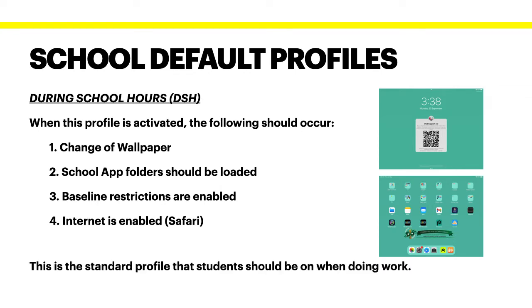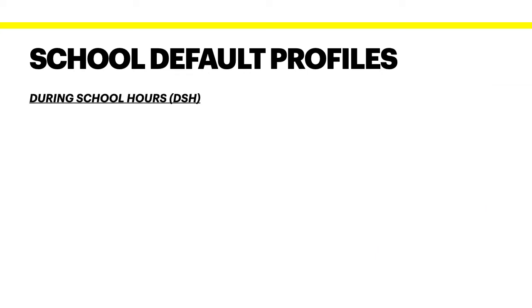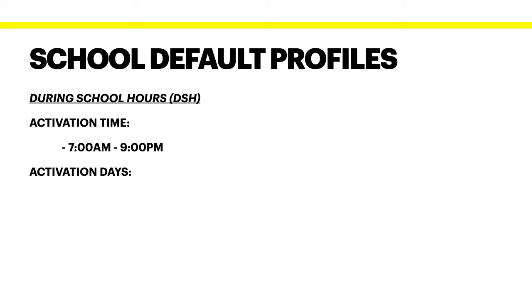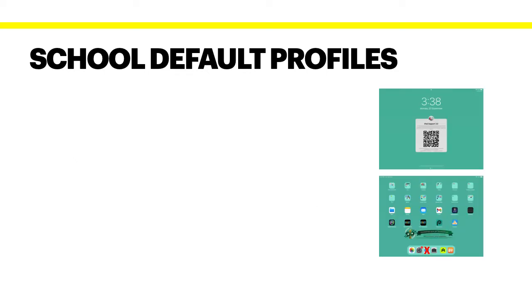Now, take note that this is the standard profile that all of you students should be on when you are doing your work. When does the during school hours profile kick in? The activation time for this profile will be 7 a.m. to 9 p.m. and the days that it will be affected will be from Mondays all the way to Fridays. Okay, so Mondays, Tuesdays, Wednesdays, Thursdays, and Fridays. Now, let's go to the next profile.